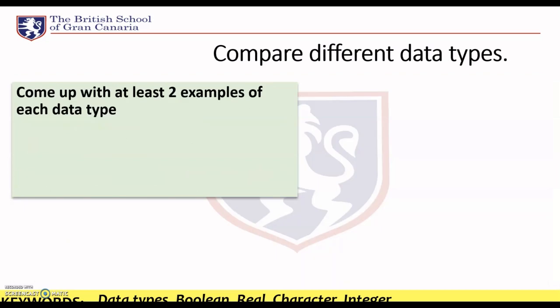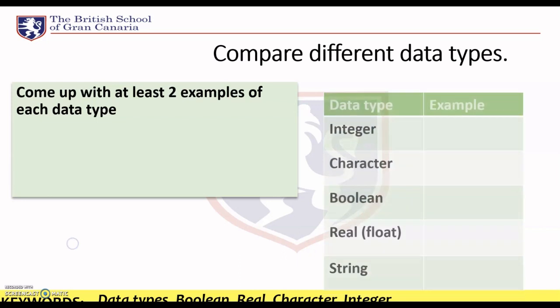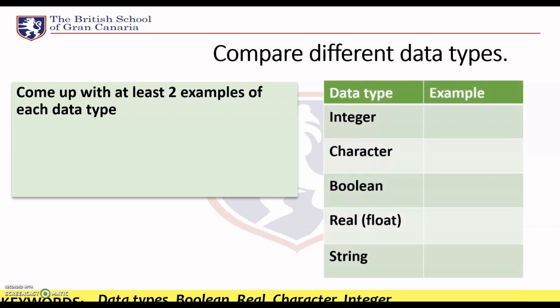Okay, now, can we come up with at least 2 examples for each data type? What I want you to do now is pause this video and try and come up with an example by yourself. Okay, welcome back. Let's see if we can think of some examples. Integer, what did we think of? Good, I hope you came up with 5 or 6, just any number's fine. If you come up with 10, 9, whatever, it's fine.